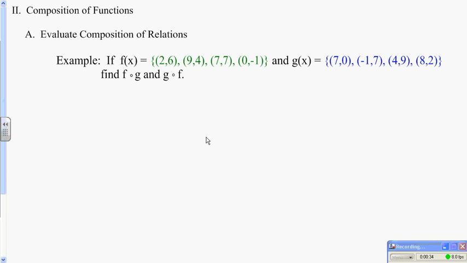For example, if we look at g of x, what an ordered pair says is that a 7 was plugged in and the function changed it to a 0. Okay? In other words, if you plug a 7 in, you get a 0 out. Another way of looking at it is if you plug a 7 in for x, you get a 0 out for y, or g of x. If you plug a -1 in, you get a 7 out.